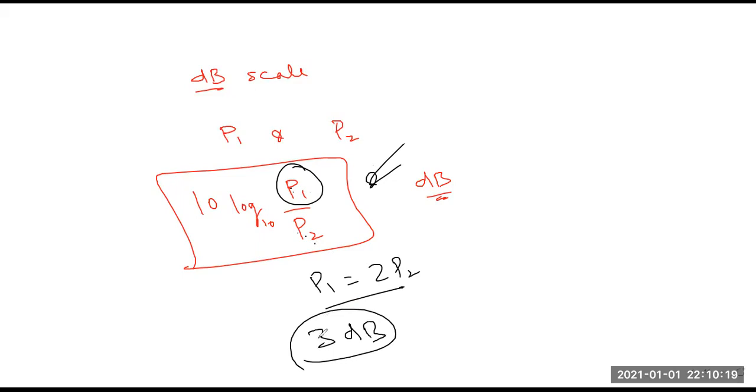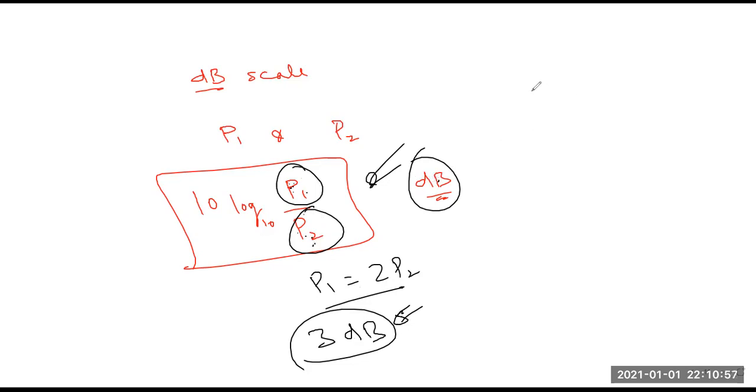So whenever you have a ratio of two powers expressed as 3 dB, it gives you an indirect idea that the power P1 is twice of P2. This is the most important dB ratio that we use in electrical engineering. But depending upon how much P1 is relative to P2, you will get different values in the dB scale. It is also possible that P1 is less than P2, and then this value will be negative.